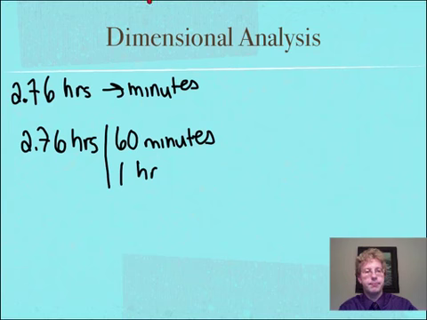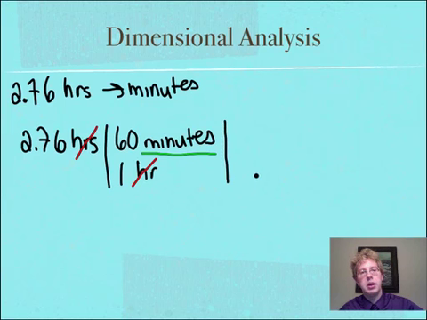Now, when I'm checking to see if my units are correct here, if I look at the diagonals here, I can see that I've got hours here in my initial answer, and I've got hours here on the diagonal to it. And so what that leaves me with at the end here, after canceling out my units, is I'm left with minutes. Now when I do the math for this, I'm going to do 2.76 times 60 and divide by 1. When I do this, this answer comes out to 165.6 minutes.